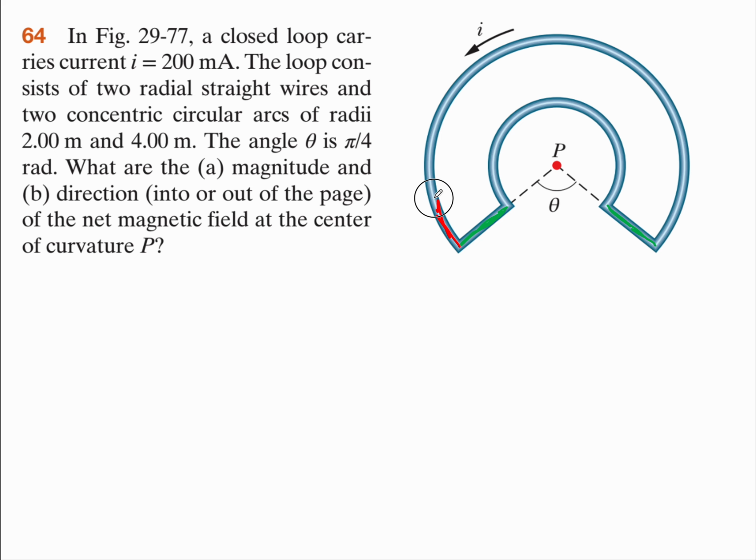This outer loop here is going to produce a magnetic field at point P, which is concentric with this, if you use your right-hand rule. And it's going to be pointing out of the page at point P.